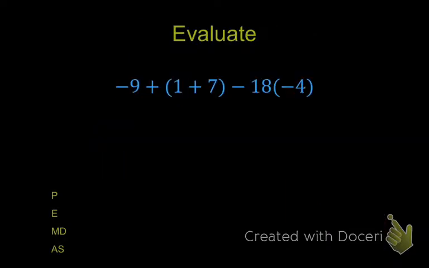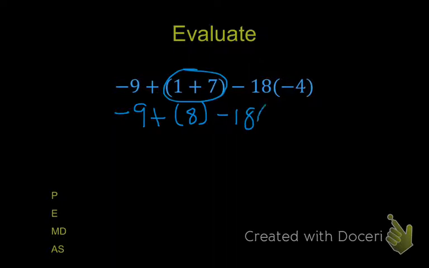So let's take a look at some problems here. -9 plus (1 plus 7) minus 18 times -4. So I'm going to start off with any parentheses. I see parentheses right here, so I'm going to solve that first. 1 plus 7 is 8. And then I'm going to copy down the rest of my problem. And I think I am done with parentheses. I do see that there are still parentheses in my problem. However, that is just helping me separate numbers from each other, so there's nothing else to solve in parentheses.